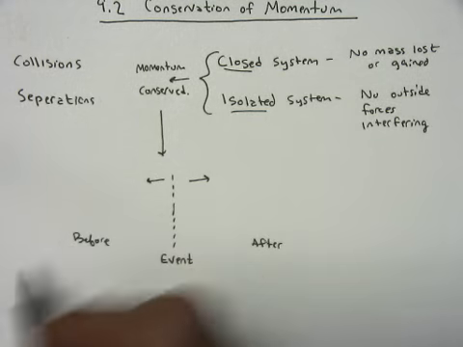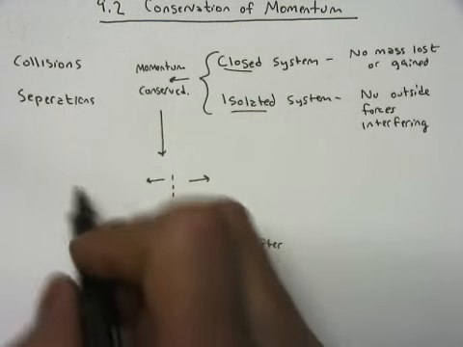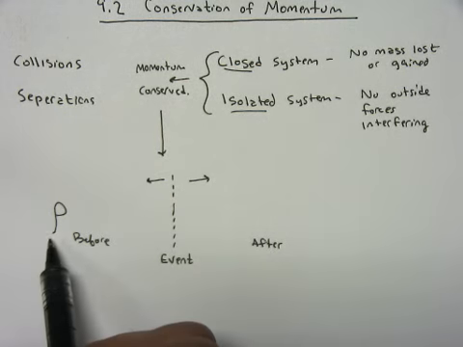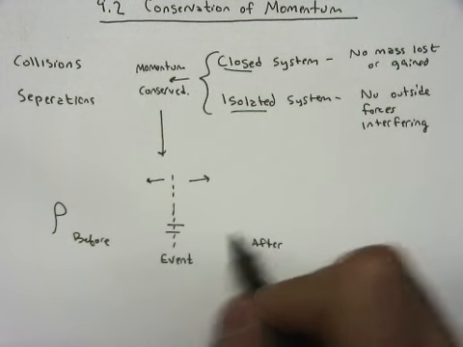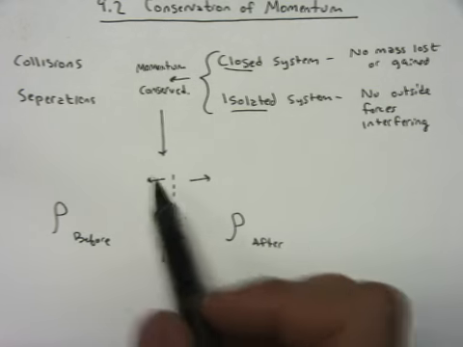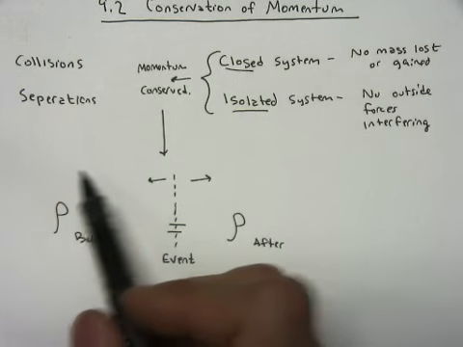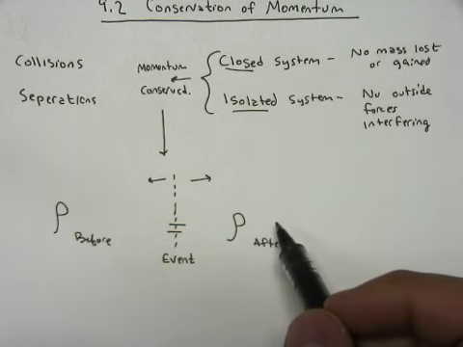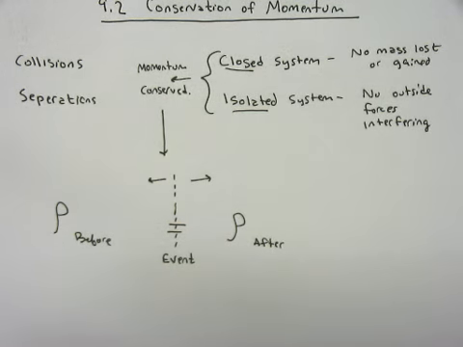A lot of times we write it like this: the momentum before, with the Greek letter rho, is equal to the momentum after. And it's the momentum of all the pieces. If you've got multiple things colliding, you add up the momentums beforehand and they have to equal all of the momentums afterwards. Same with separations.